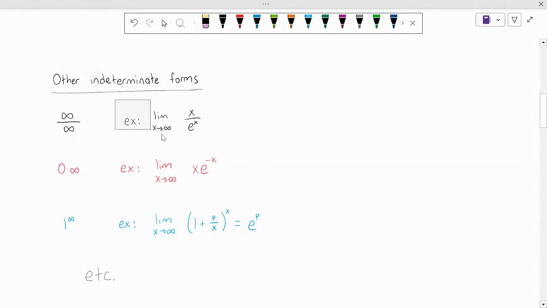Here is an example of a limit that will give you an infinity over infinity indeterminate form. So as x is approaching infinity, then already you can see the numerator, x, will be going to infinity. And the denominator, if you just maybe remember what the graph of e to the x looks like. So you guys might remember that the graph of e to the x looks something like this.